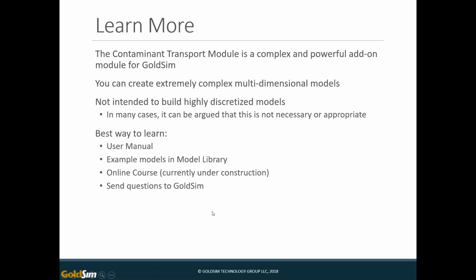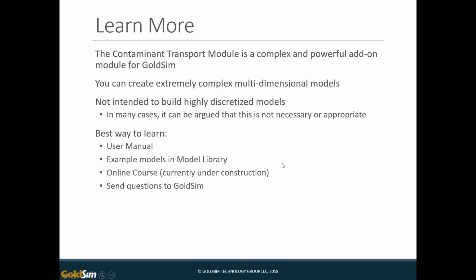How do you learn more about the contaminant transport module? Well, there is a user manual that's quite detailed. We have some example models in our model library. This course I'll post within the next day or two, and all the models I talked about you'll have access to. You can always send us questions, and I am currently working on a very detailed online course.